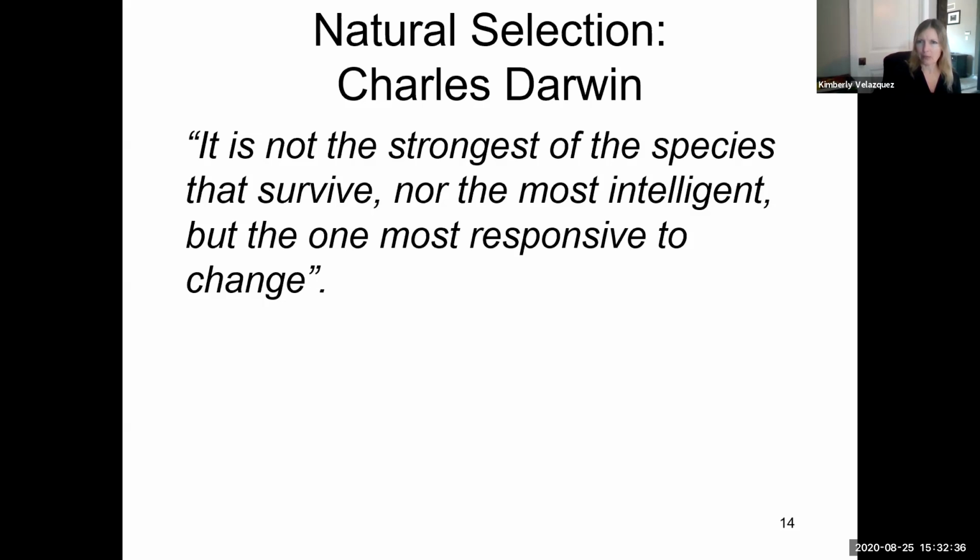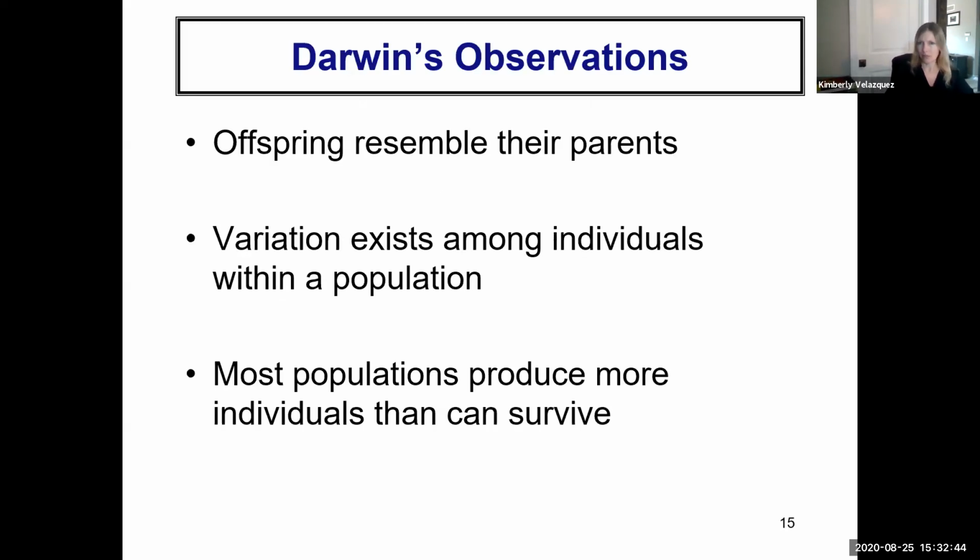As he collected and made this journey through the Galapagos and along the coast of South America, he made some really important observations. He noticed that, for the most part, offspring really resemble their parents. And at that point in time, of course, we had no idea what DNA was. So nobody knew how that happened. How is it that offspring look like their parents? He noticed that within a population of organisms, there is variation. Okay, so just looking at them physically, not even looking at the DNA level, you know there's variation. And most populations of organisms actually produce more individuals than can actually survive.